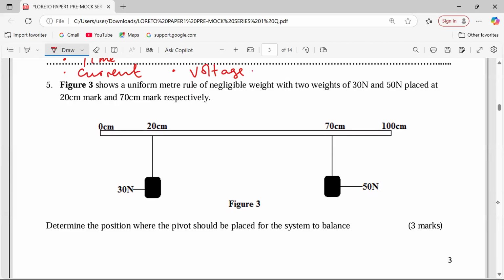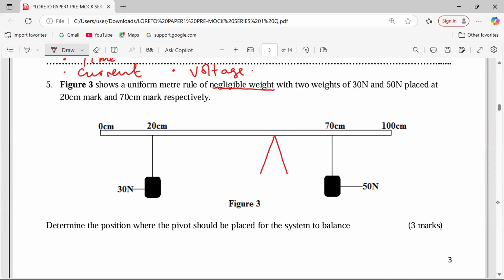One, we've been told that the meter rule has negligible weight. This means that the weight of the rule will not be among the forces affecting equilibrium in this case. Again, we've been told that the weights acting on the meter rule are 30 and 50 newtons at the 20 and 70 centimeter marks, respectively. This is an indication that the pivot cannot be placed at the center. It has to be placed closer to the 70 centimeter mark, or closer to where the 50 newton weight is acting, simply because we have to give a bigger turning effect to the 30 newton weight for equilibrium to be achieved. The weight which is smaller requires a bigger distance.